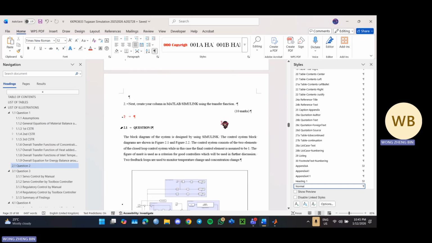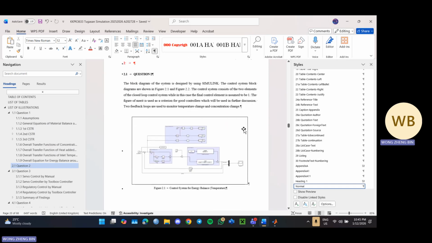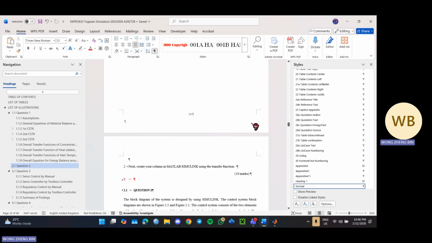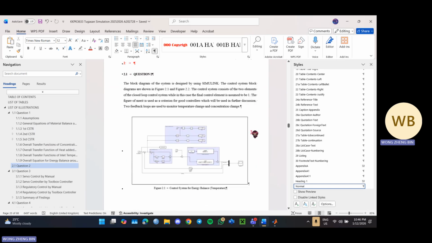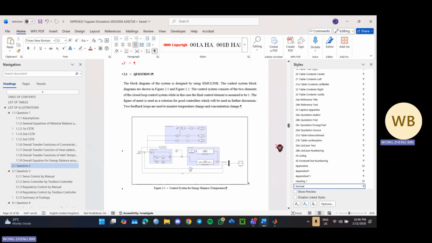So moving on to question 2, the block diagram. Basically, we need to form the block diagram in Simulink. For my case, we have two equations, so we need to model two feedback loops. One is concentration, and one is temperature. So basically, one is material balance, one is energy balance.